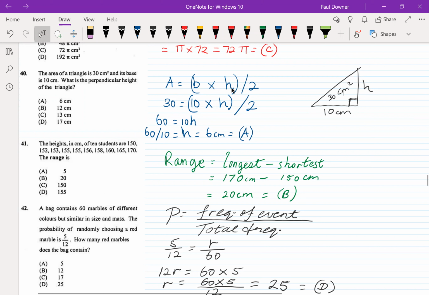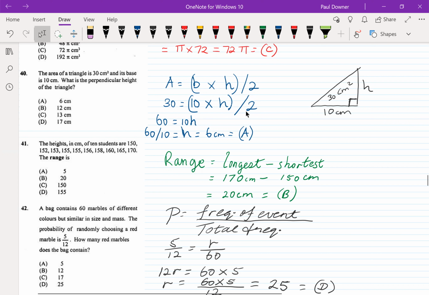So let's put in some figures. The area they told us was 30. The base was 10. The height is unknown. And then we have to divide that by 2. Base times height over 2. So let's see what happens.